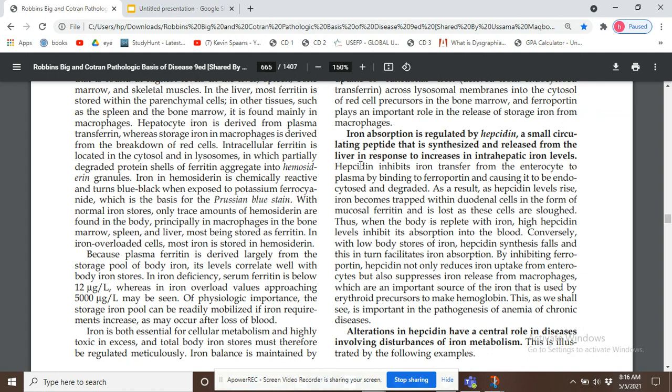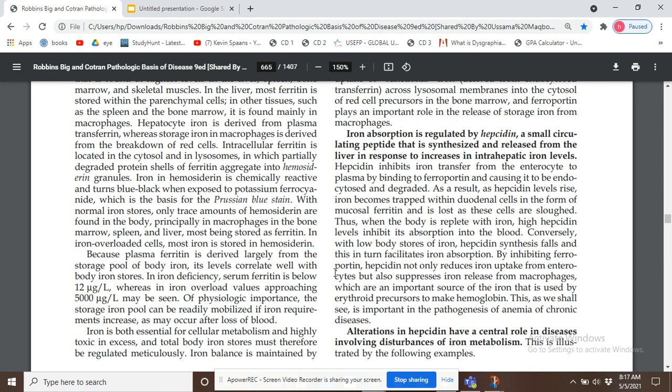Hepcidin inhibits iron transfer from enterocyte to the plasma by binding to ferroportin and causing it to be endocytosed and degraded. As a result, as hepcidin levels rise, iron becomes trapped within duodenal cells in the form of mucosal ferritin and is lost as these cells are sloughed. Thus, when the body is replete with iron, high hepcidin levels inhibit its absorption into the blood.